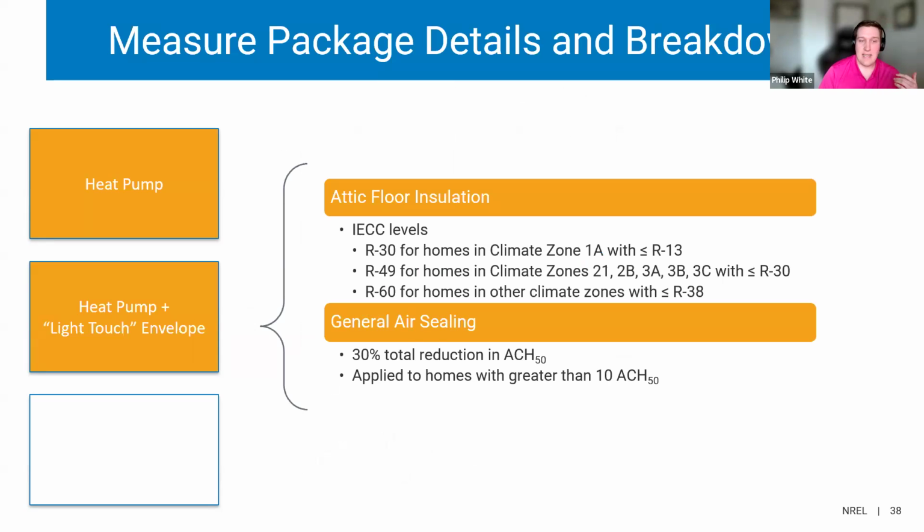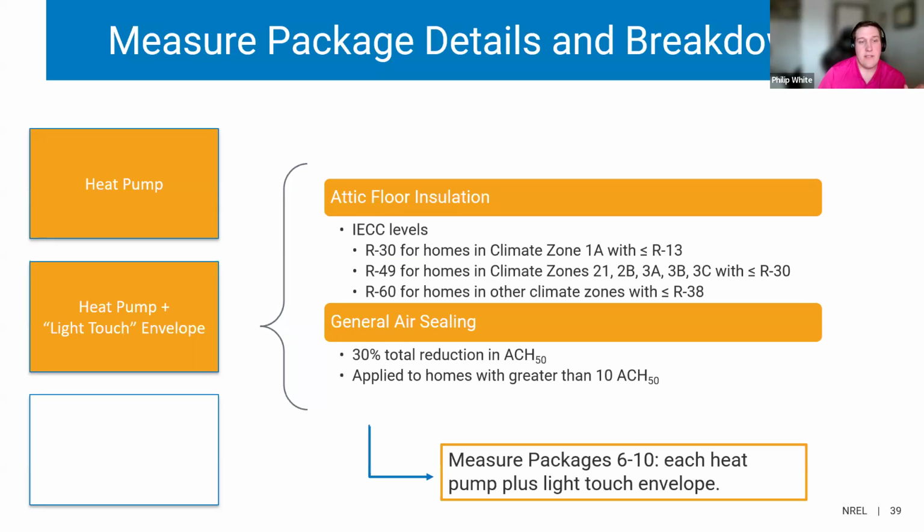So now let's outline the next 5 measure packages, which includes each heat pump I just featured, plus a light touch envelope package. The envelope package includes attic floor insulation improvements to IECC levels, which means higher R value, depending on how cold the climate zone is, and then general air sealing for leaky homes. If a home has infiltration that's greater than 10 air changes per hour, its air changes per hour is reduced by 30%. And to note, these envelope measures apply only if a heat pump upgrade also applies to the dwelling. That is to say, there are no dwellings in measure upgrades 6 through 10 that receive the envelope upgrade, but not the heat pump upgrade.